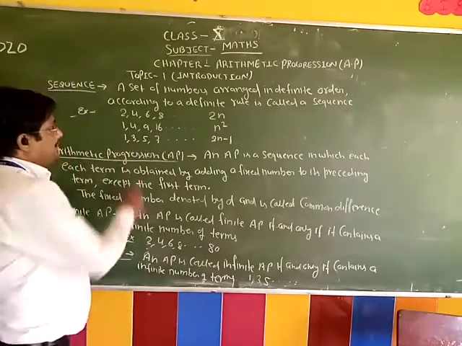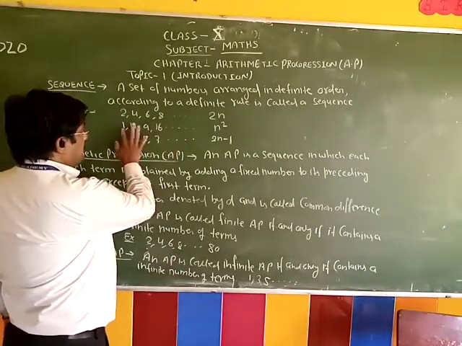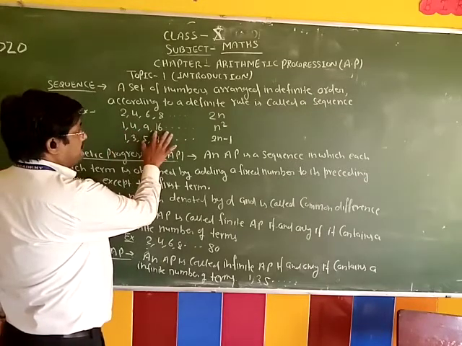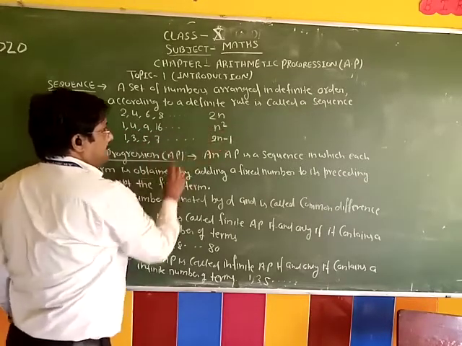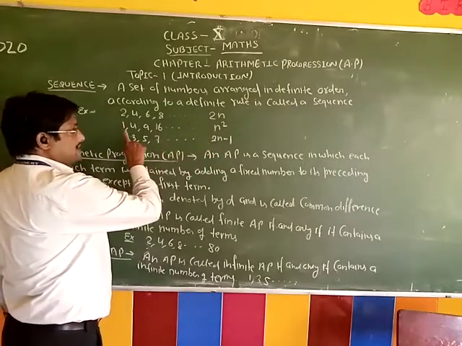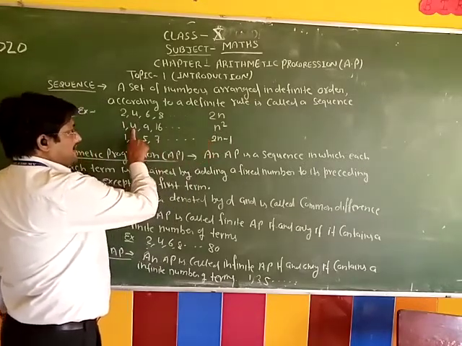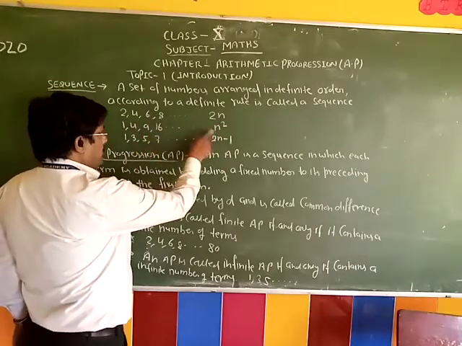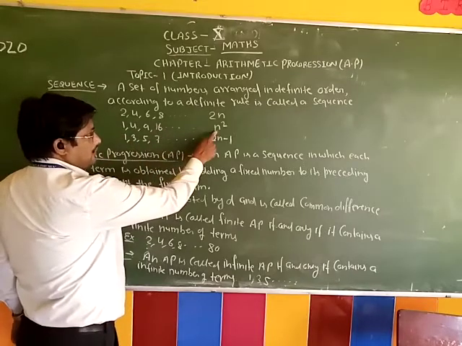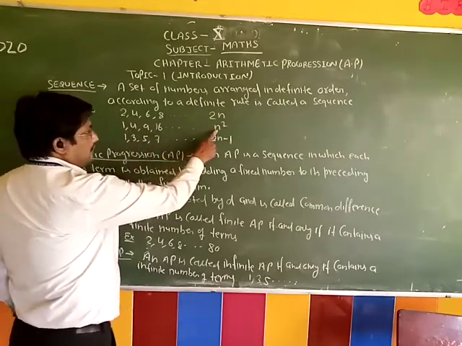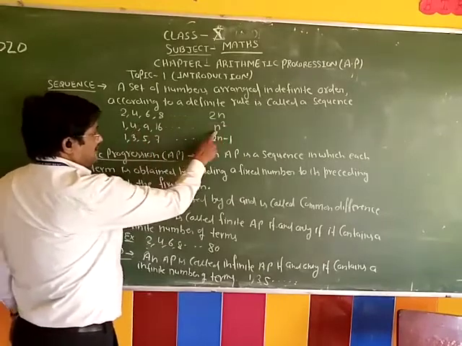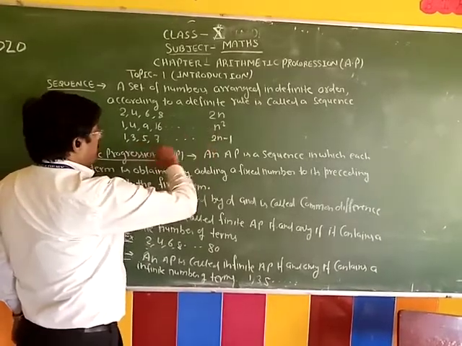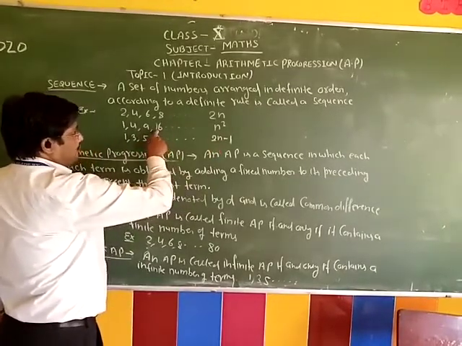In the second example, 1, 4, 9, 16. These numbers are written in a definite order, and the rule for these numbers is n square. If n is 1, find the first term. If n is equal to 2, find the second term. If n is 3, find the third term. If n is 4, find the fourth term. If n is equal to 1, 1 square is 1. If n is 2, 2 square is 4. If n is 3, 3 square is 9. If n is 4, the fourth term is 16.